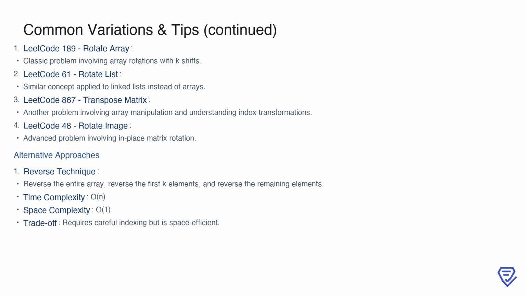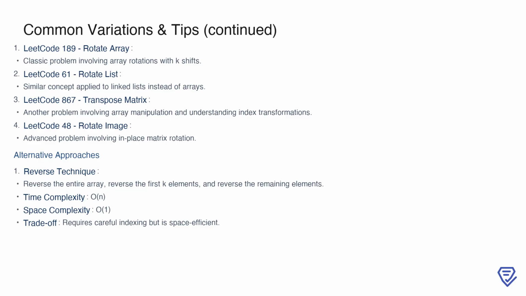Understanding related problems is another way to strengthen your grasp of this topic. For example, LeetCode 189, Rotate Array, involves similar concepts of array rotations with k-shifts. LeetCode 61 extends this idea to linked lists, requiring you to apply rotation logic in a different context. Problems like LeetCode 867, Transpose Matrix, and LeetCode 48, Rotate Image, further challenge you with index transformations and in-place manipulations.